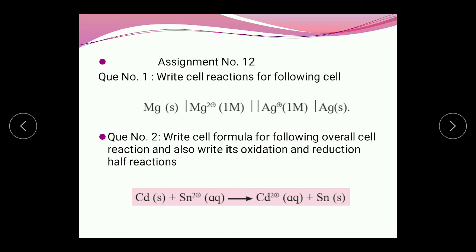Understood? So, second question, as I told you, questions can be asked both ways. Write the cell formula for the following overall cell reaction. Now from this overall cell reaction, you have to write the cell formula. And you have to write all the reactions as well, the oxidation and reduction half reactions, and after adding those, you should get this. Here both have plus 2 valency, so no need to multiply. So try to understand which will be the anode and which will be the cathode. So this will be the assignment.